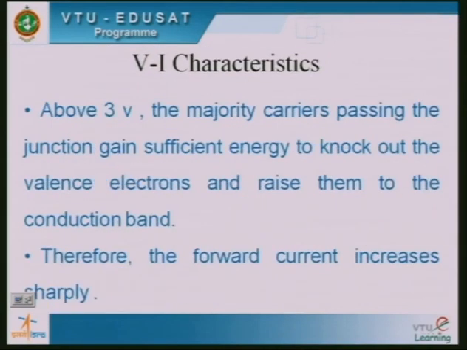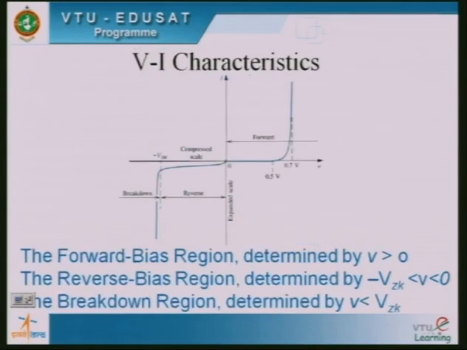So finally, you can note down from the VI characteristics that there are three regions. One is the forward bias mode, which is defined by V greater than 0, and the reverse bias, which is defined by minus VZK less than V less than or equal to 0, and there is one more region called the breakdown region, which is determined by V less than minus VZK.